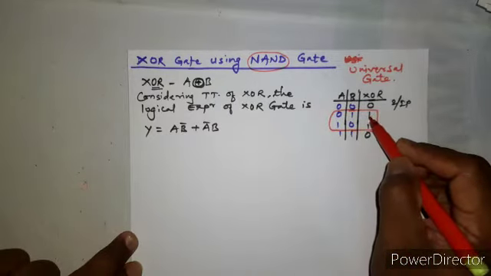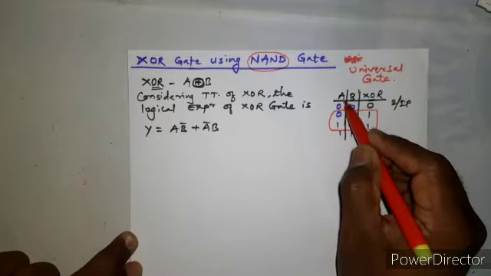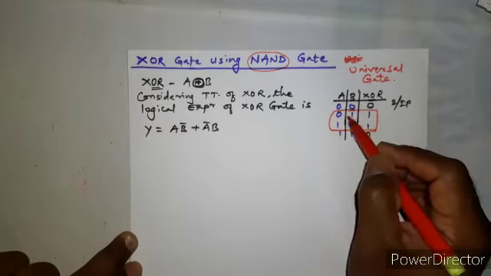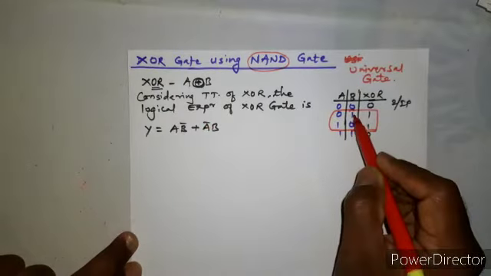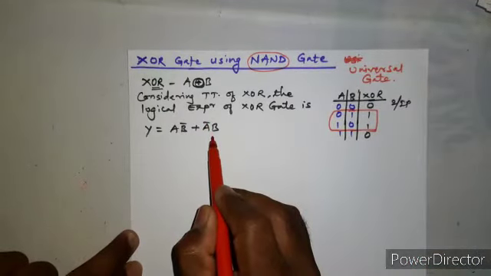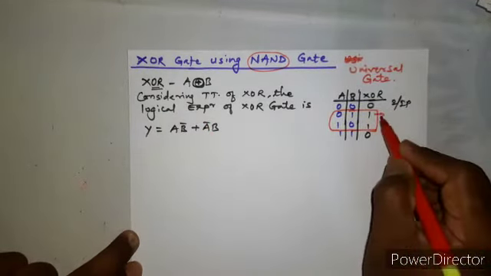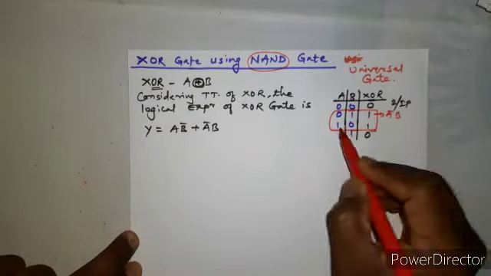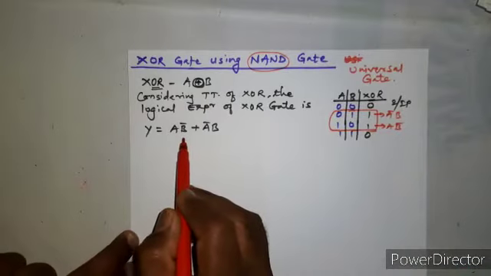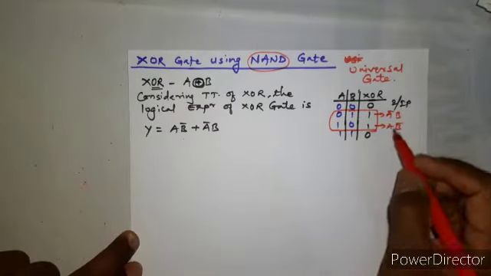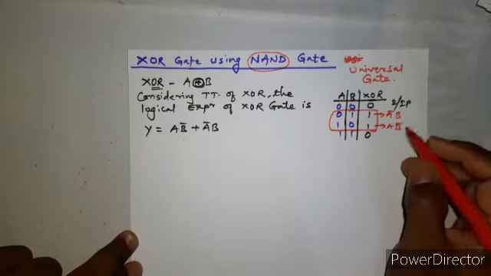So if you see these entries, the output is 1 for A equal to 0 and B equal to 1. Where it is 0, it is taken bar, and where it is 1, it is taken as that variable itself, right? So this becomes A bar B, and this becomes A B bar. So that is what we have taken here. This will be proved in the next chapter also.